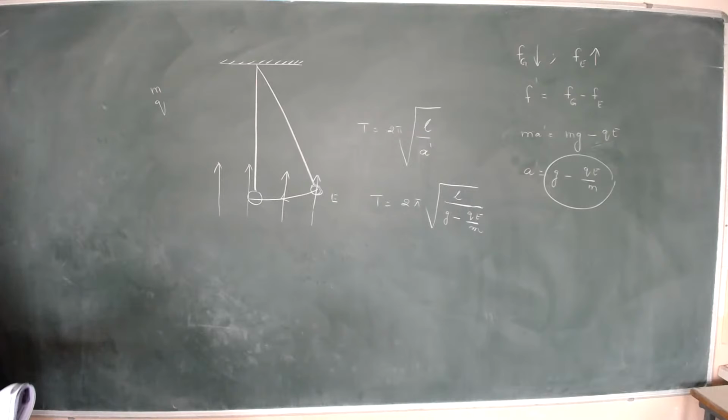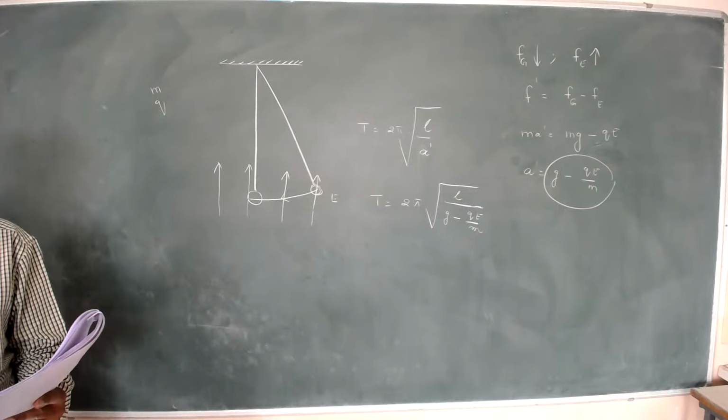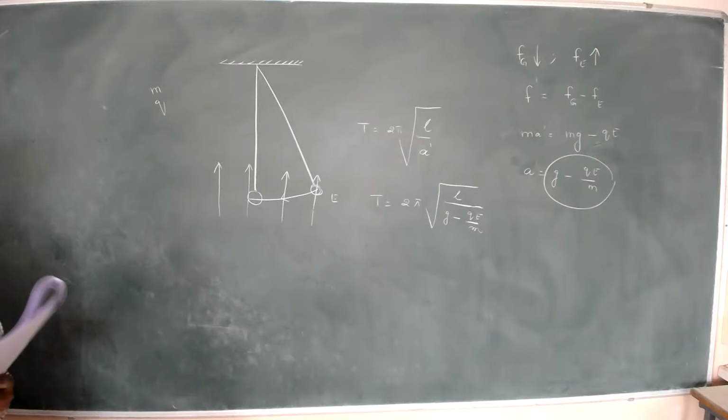Okay, the next one. Identical charges of magnitude Q are placed at n minus 1 corners of a regular polygon of n sides. Each corner of the polygon is at a distance r from the center. The field at the center is, option A. Okay, so look at this here.